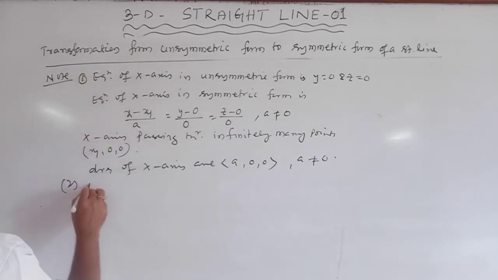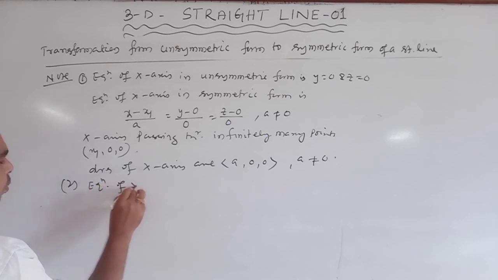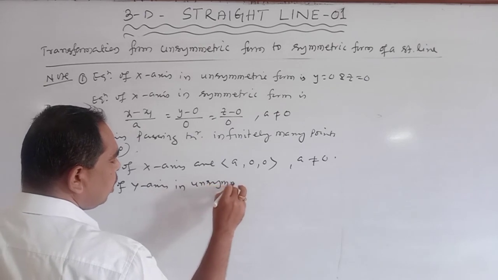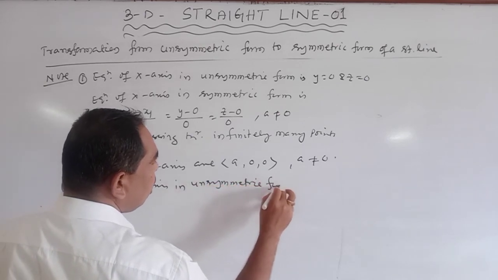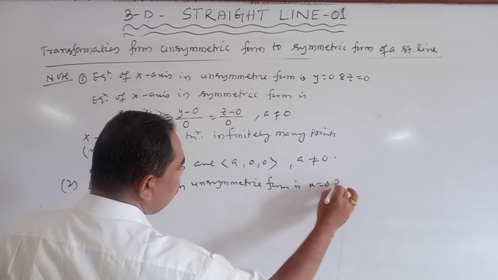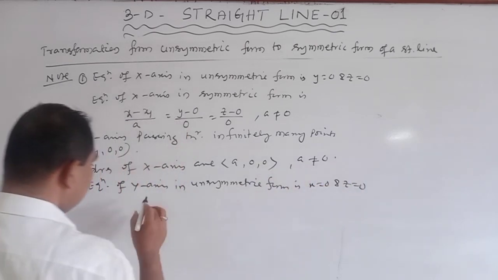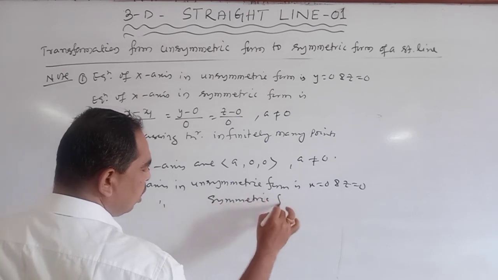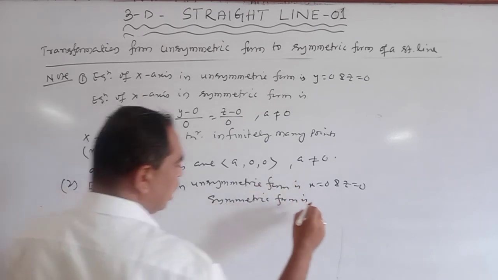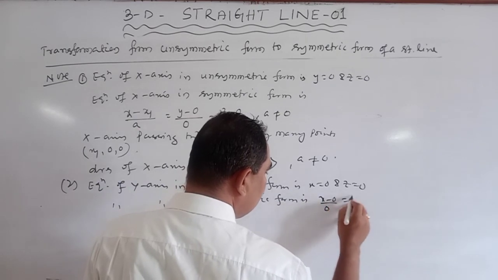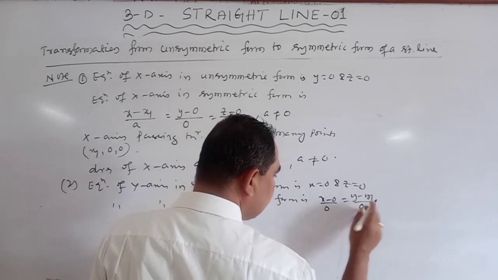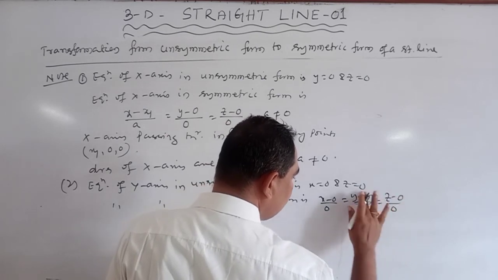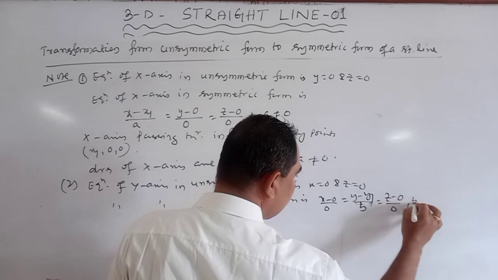Second, the equation of the y-axis in unsymmetric form is x equal to 0 and z equal to 0. Symmetric form is x minus 0 by 0 is equal to y minus y1 by b is equal to z minus 0 by 0. Condition: b not equal to 0.